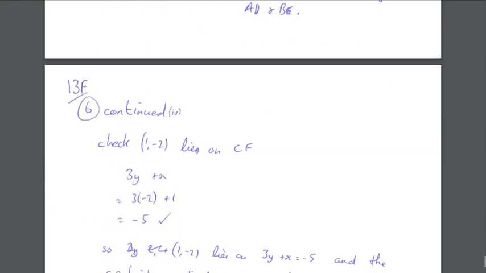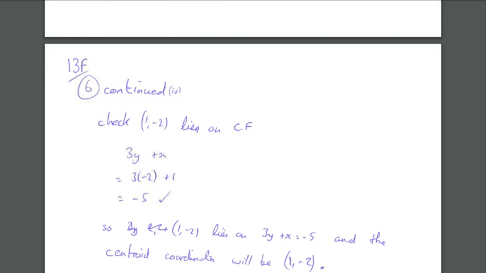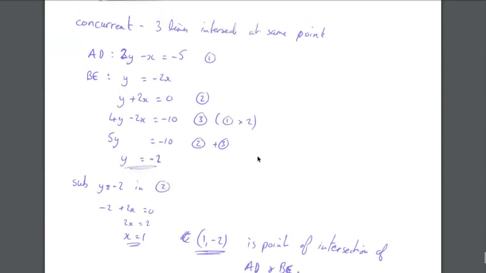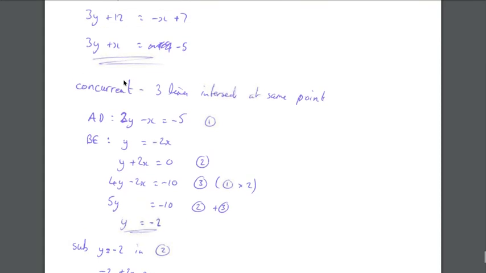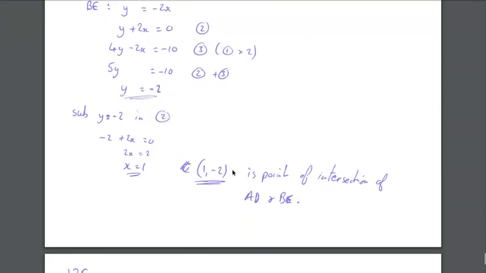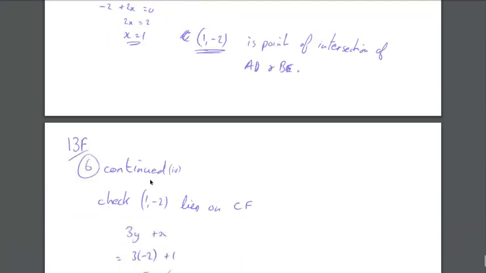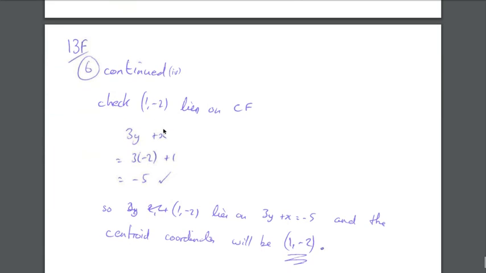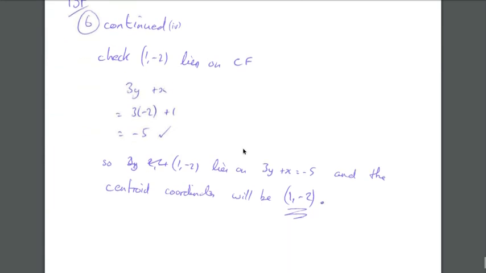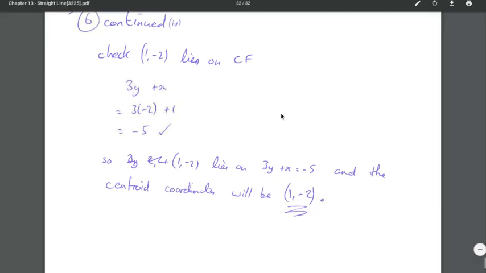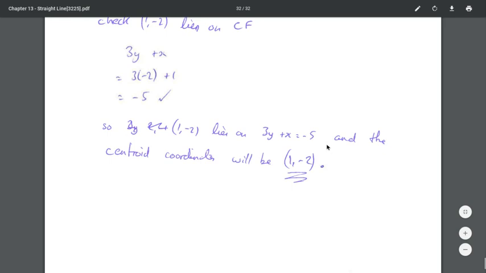Okay, so we need to check that that third line also goes through that point. So the way to do that is to take that coordinate and to see if it sits on that third straight line. So there is the equation. So if I substitute in the x and the y coordinates into this, I should get -5. Okay, so the coordinates of the centroid is (1, -2). So I'm going to substitute in 1 for x, -2 for y, and I should get -5, which we see we do, and then make the statement afterwards to state it's the centroid.